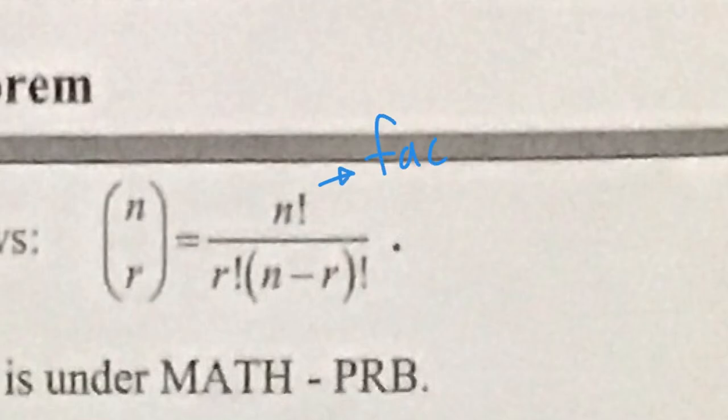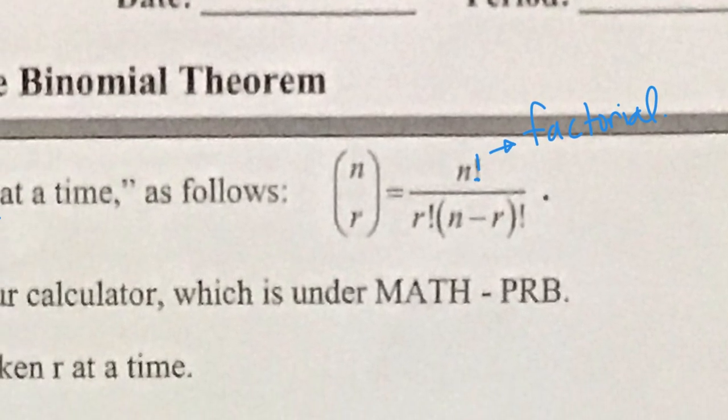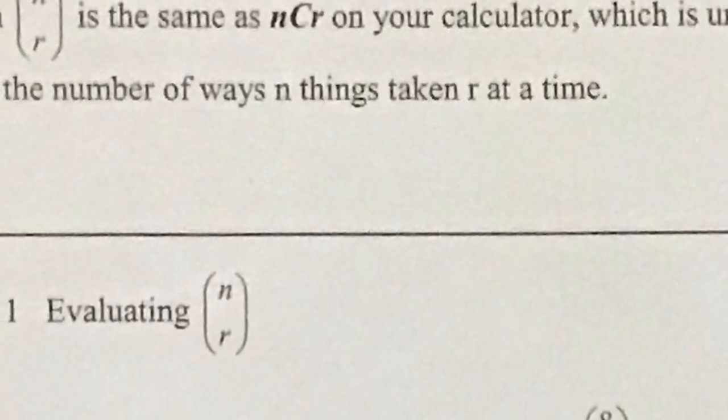The exclamation point is known as factorial. So n factorial over r factorial times n minus r factorial. The exclamation point means factorial. Okay, so that's a formula, right? Pretty much everything has a formula. And that will tell us how many ways we can take n things r at a time. We'll talk about this in a second, but it's a pretty easy thing to do.